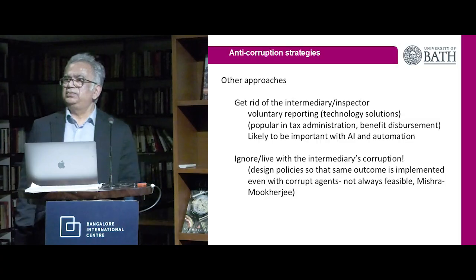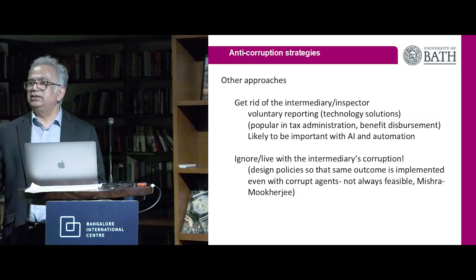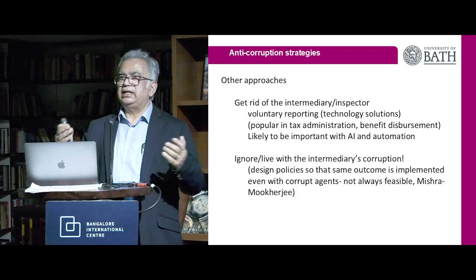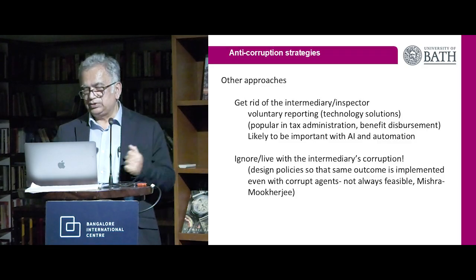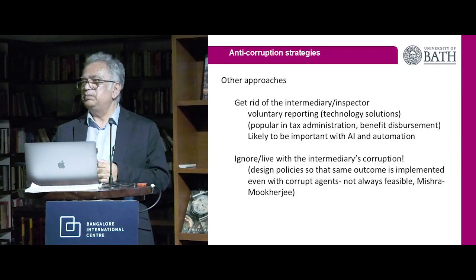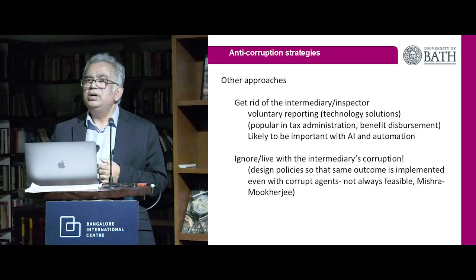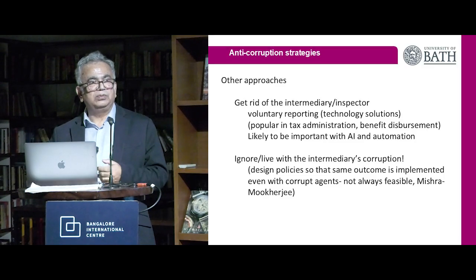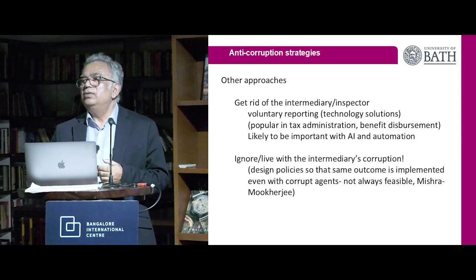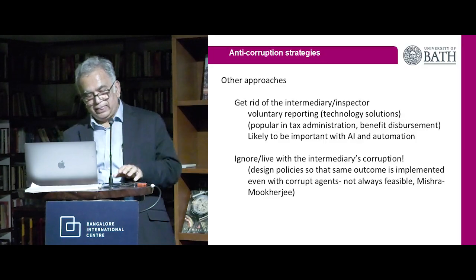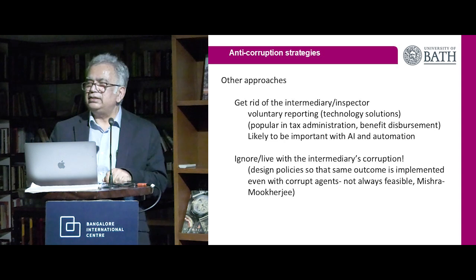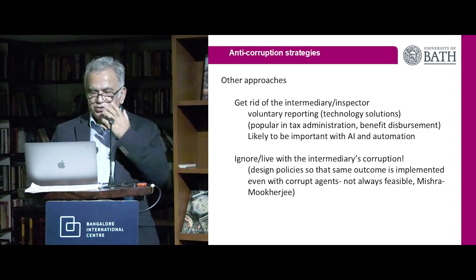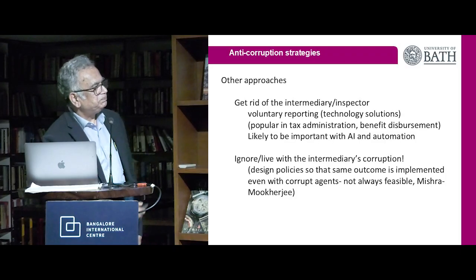Get rid of the intermediary. With technology developing, we probably can have solutions like this. Remember, now tax administration is almost automated. Benefit reimbursement, you don't need the intermediary layer anymore. So probably with AI automation and stuff like this, we might be reaching a state where we can get rid of the intermediary state. Which means there is no scope for corruption to begin with.